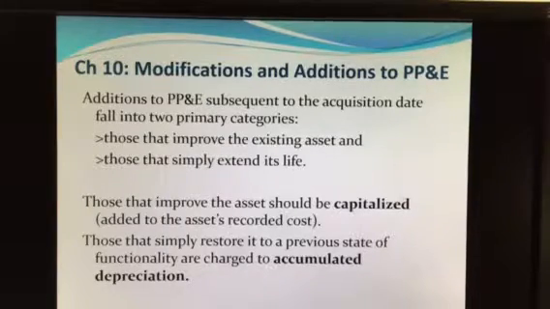This segment of video, created for my intermediate accounting classes, covers more material from chapters 10 and 11 in the Spiceland text, modifications and additions to property, plant, and equipment. Additions to property, plant, and equipment subsequent to the acquisition date fall into two primary categories.